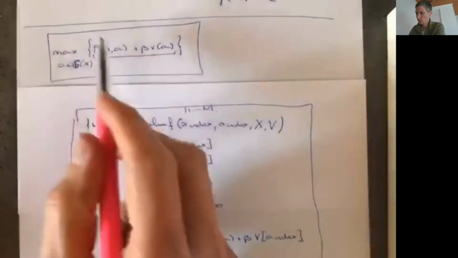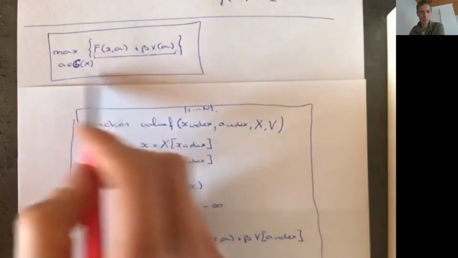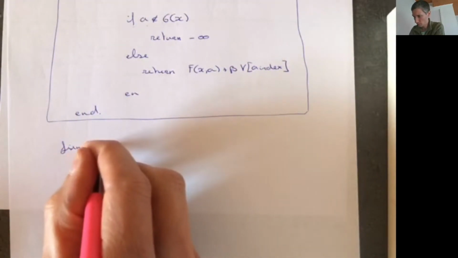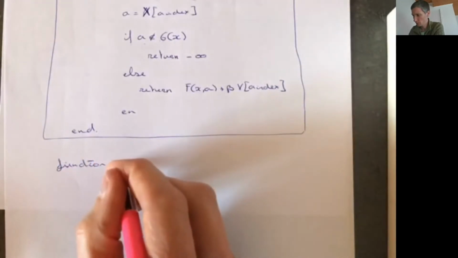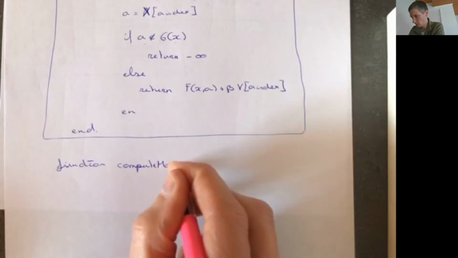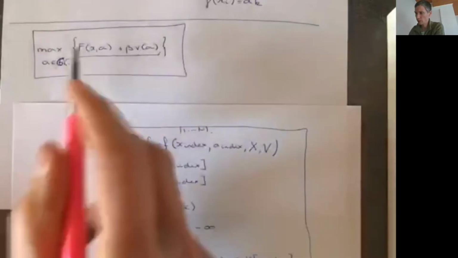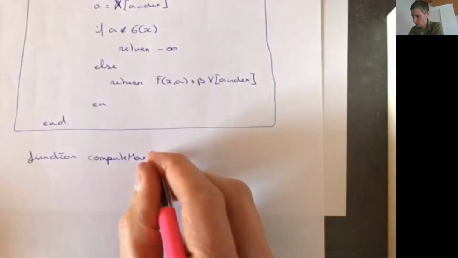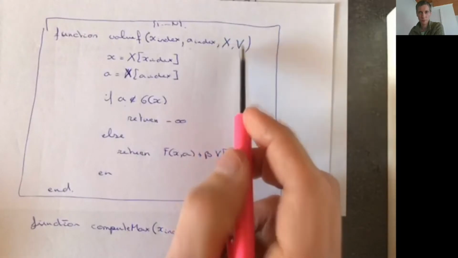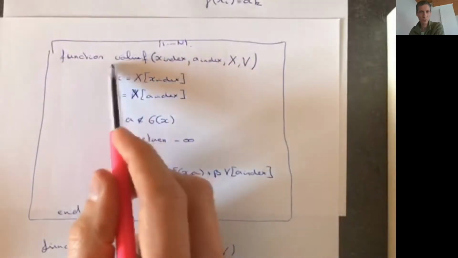Now, so I can evaluate this for every a. The next thing would be, for a given x, to compute a maximum here, okay. So this is a new function. Maybe I can call it compute the maximum, okay. So what do I need? Well, I will need to have a state, right? So x index, and then I probably also need x, and I probably also need v, okay? Because I'm going to have to pass it to this function here.